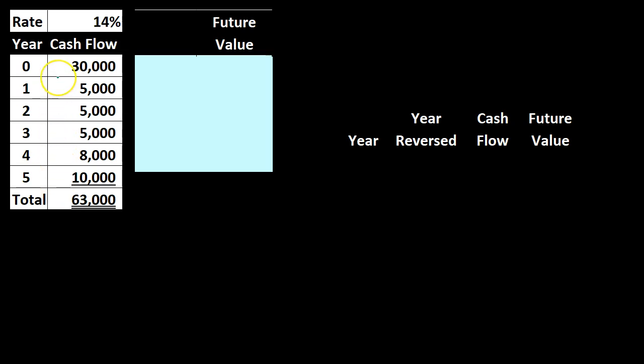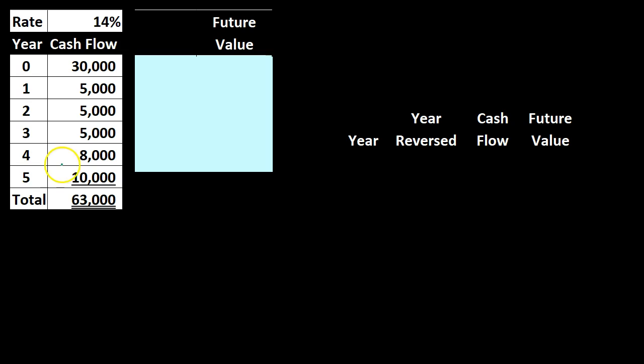And we would then say, all right, these aren't even level payments, so we can't just use an annuity formula. That's the first thing we would think. Well, could I do this with one easy calculation with just an annuity formula? No, because the payments are not all the same. So we've got 30,000 at the beginning, 5,000, 5,000, 5,000, 8,000, 10,000. So that's the first thing we're going to say: we can't just do one calculation.